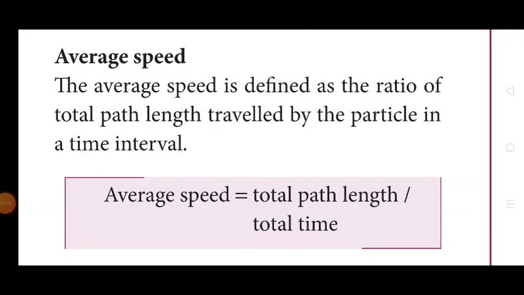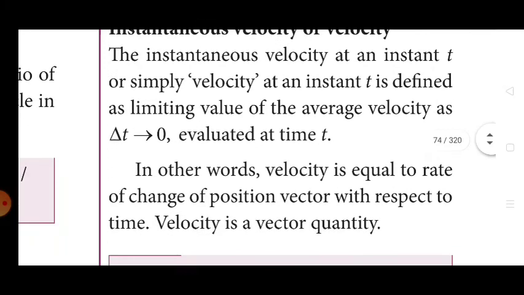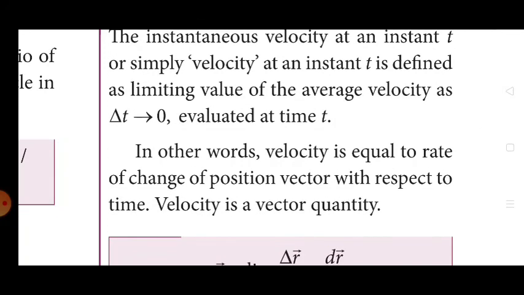Instantaneous velocity or velocity. The instantaneous velocity at an instant of time t, or simply velocity at an instant of time t, is defined as the limiting value of average velocity as delta t tends to 0, evaluated at time t. In other words, velocity is equal to rate of change of position vector with respect to time. The velocity is a vector quantity. So v vector, that means velocity vector, is limit delta time tends to 0 delta r by delta t, which is equal to dr vector by dt.